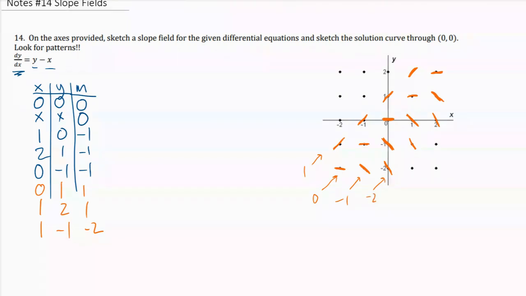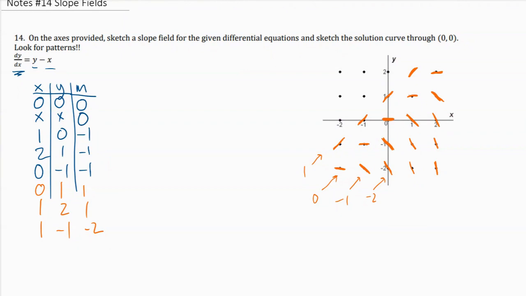Your other pattern that you should notice is that as you go to the right, your diagonals are decreasing in slope by 1. So I'm going to go down 3 over 1. That looks like that. Down 3 over 1. And then down 4 over 1. So it just gets steeper and steeper as I move to the right.